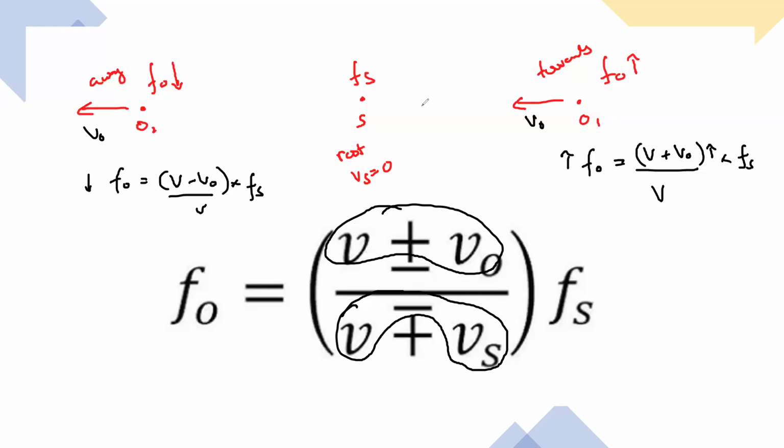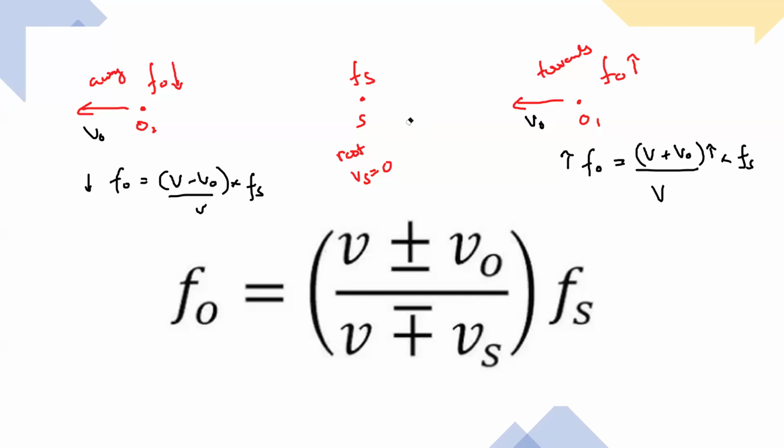If an observer is moving towards, you will add. If it's moving away, you will subtract. If a source is moving towards the observer, subtract. And if a source is moving away from the observer, add. Is the concept and the formula clear?